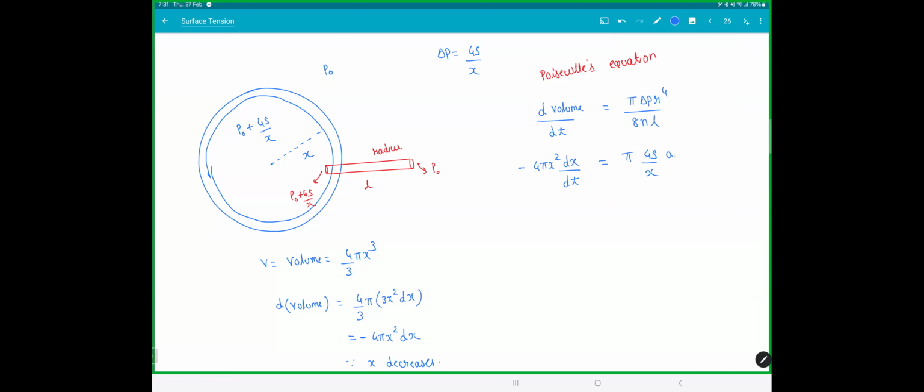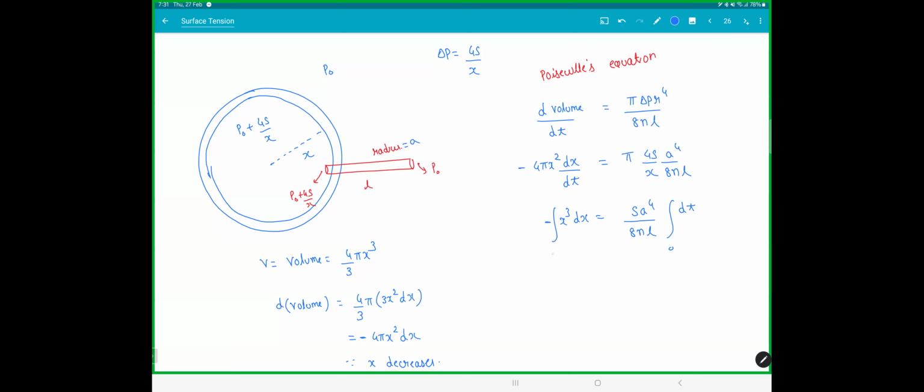And then this is a power 4, radius is a, by 8 eta L. So once you got till here, it is done. 4 pi gets cancelled, x will go this side. Minus x cube dx. 4 pi is gone. So S a power 4 by 8 eta L dt.